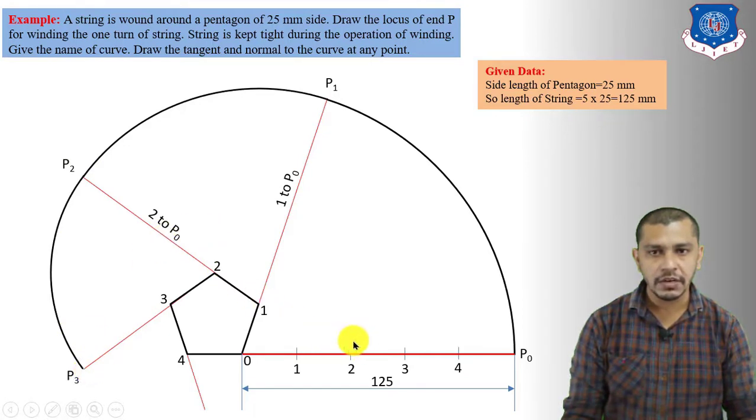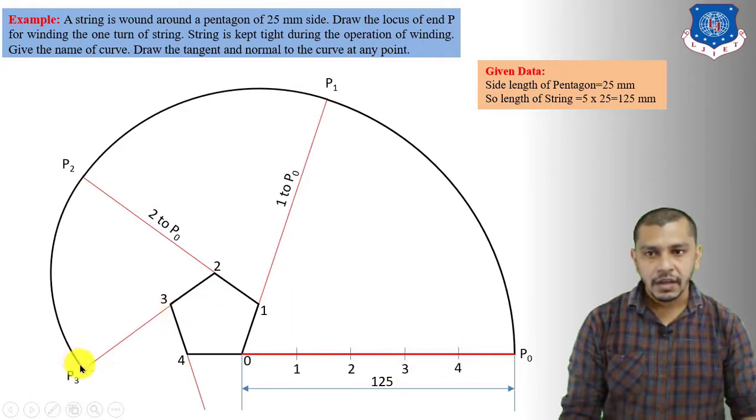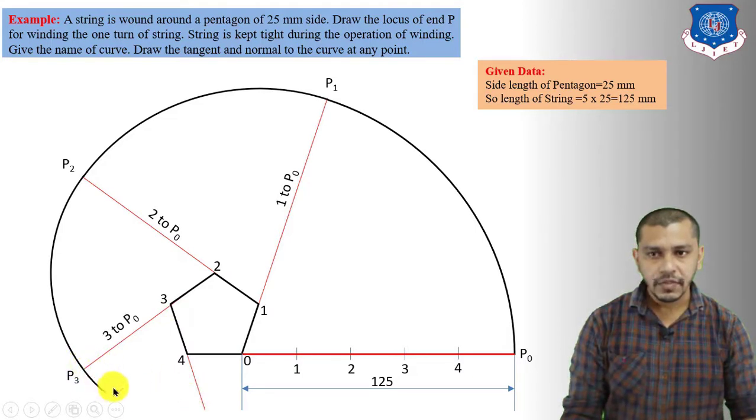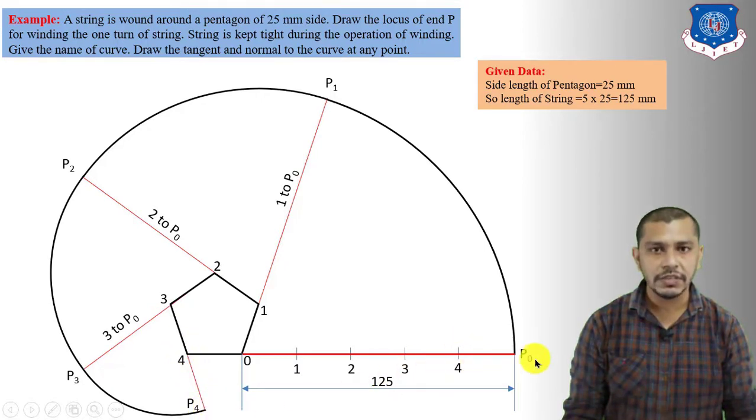You can also measure 2 P0, because the distance 2 P2 and 2 P0 will remain the same. Now you will get P3, and the distance between 3 and P3 will be equal to 3 P0. So now the next step is to measure 3 P0 on the rounder, take center at 3, and give an arc. You will get P4. The length between 4 and P4 will be equal to 4 P0.